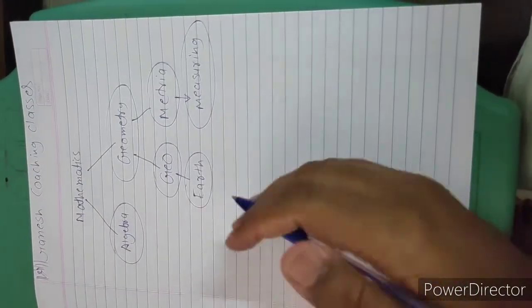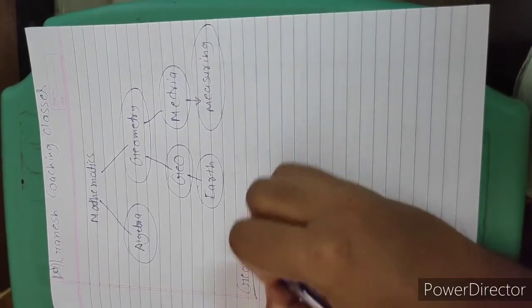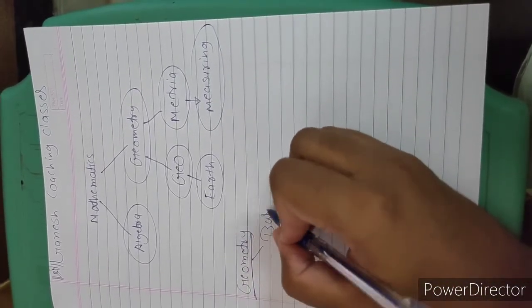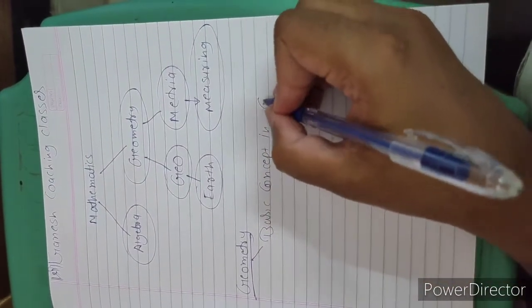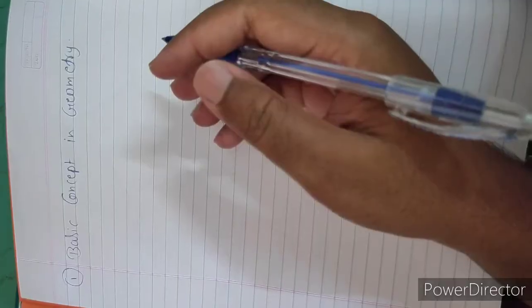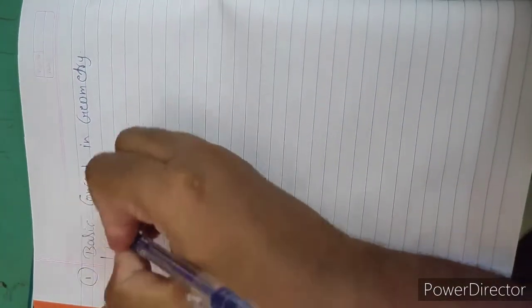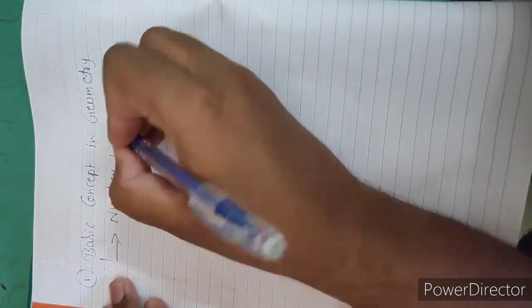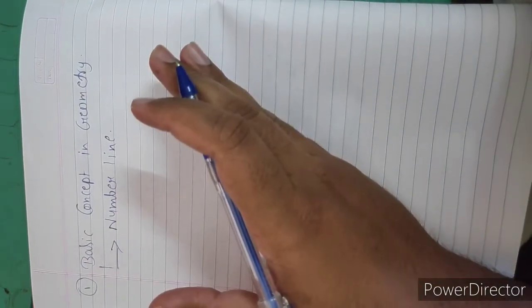In geometry there are 9 chapters, in which we will start with the first chapter, that is basic concept in geometry. In the first chapter, basic concept in geometry, the first topic is number line. Okay, so firstly we have to understand what is number line.